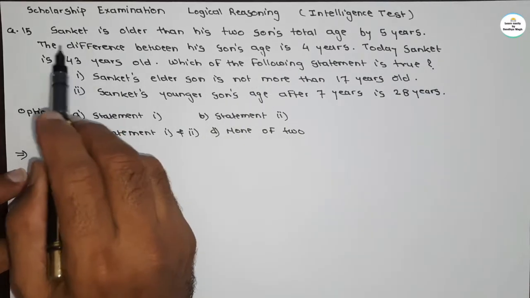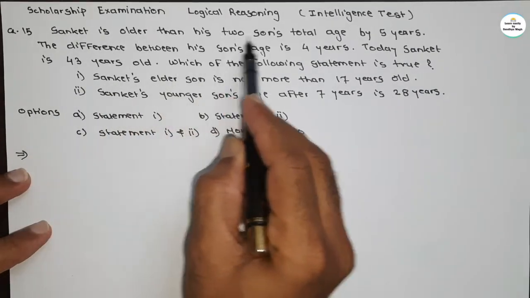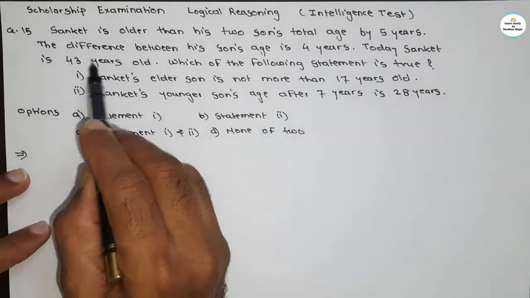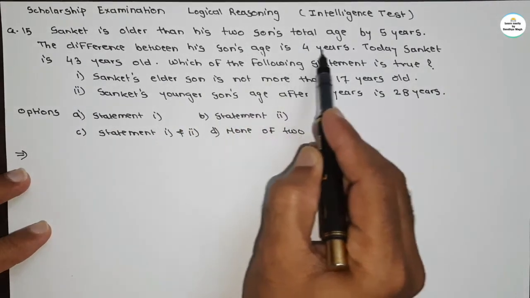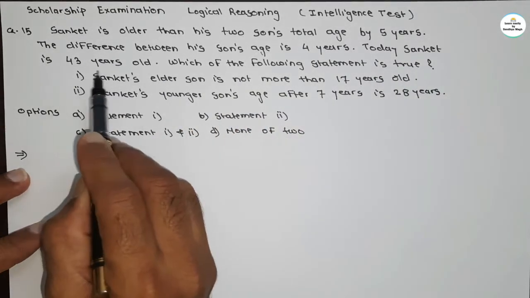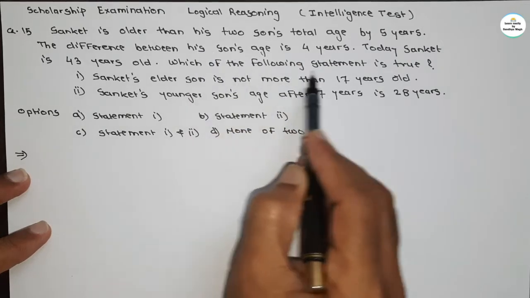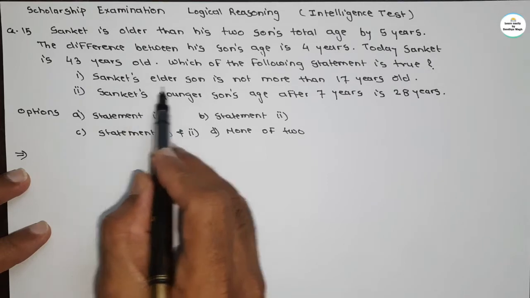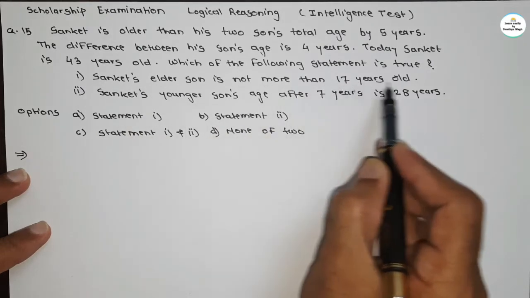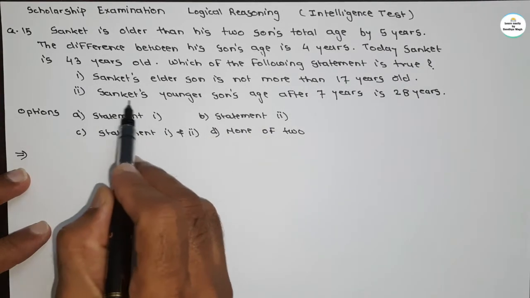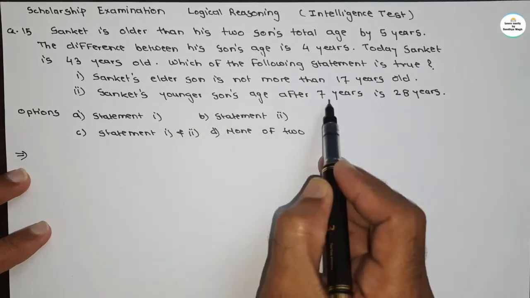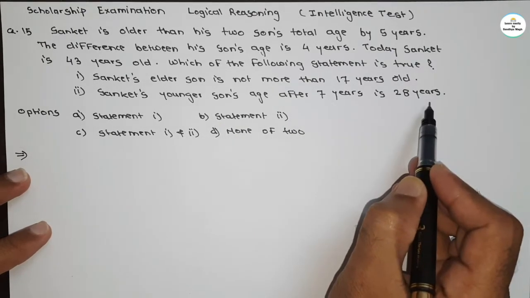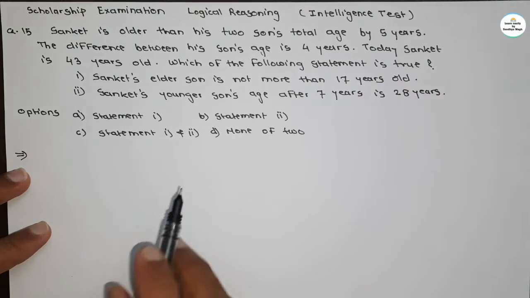So first sum is, Sanket is older than his two sons' total age by 5 years. The difference between his sons' ages is 4 years. Today, Sanket is 43 years old. Which of the following statements is true? Two statements are given. First statement is, Sanket's elder son is not more than 17 years old. And second statement is, Sanket's younger son's age after 7 years is 28 years. And four options are there.